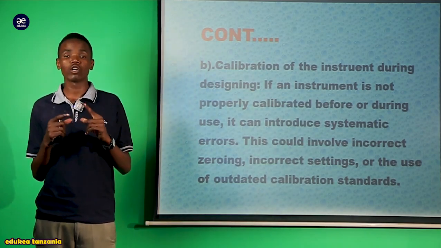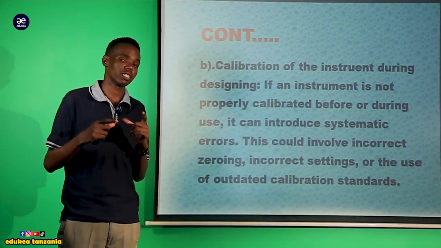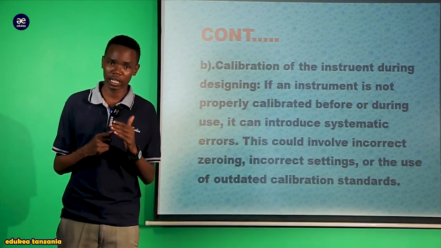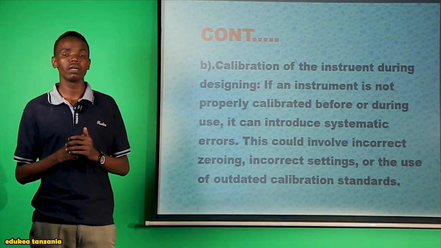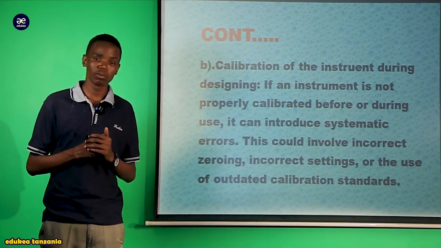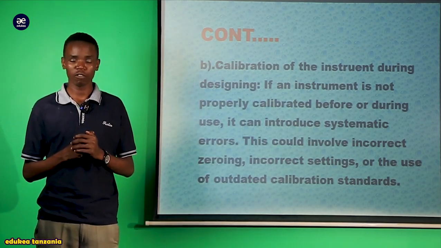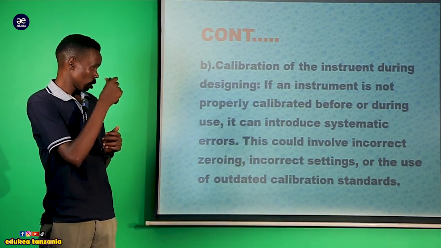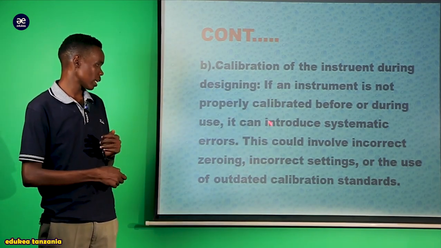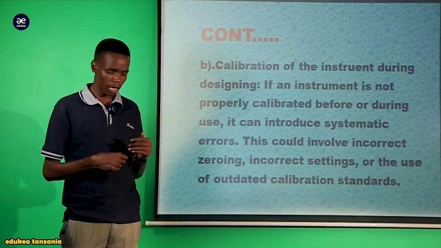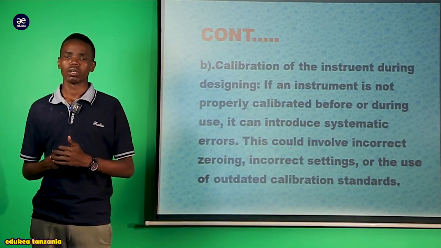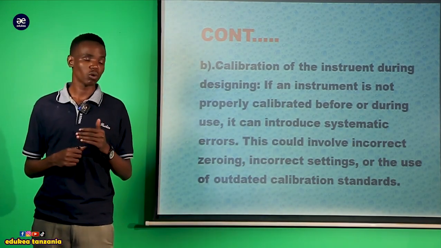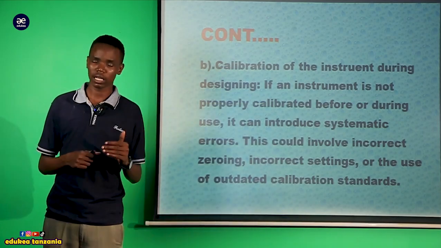Kwa tunatakiwa tuweze kuvihakikisha kwamba je, they are correct these instruments, so that we can minimize the errors instead of obtaining many systematic errors. We obtain few systematic errors. It can introduce systematic errors. Therefore, during these measurements or before the measurements, this will force us to obtain the systematic errors.